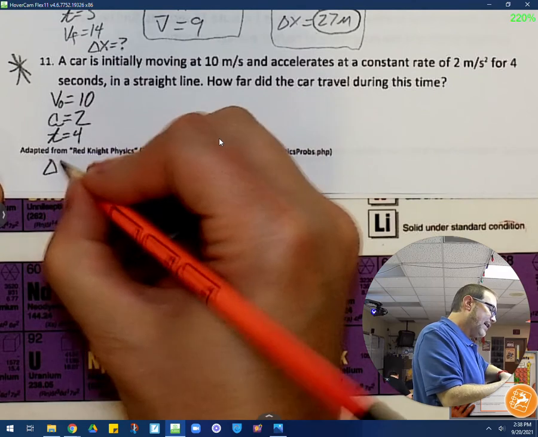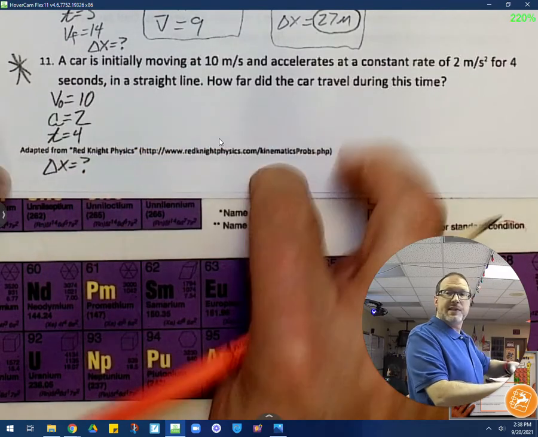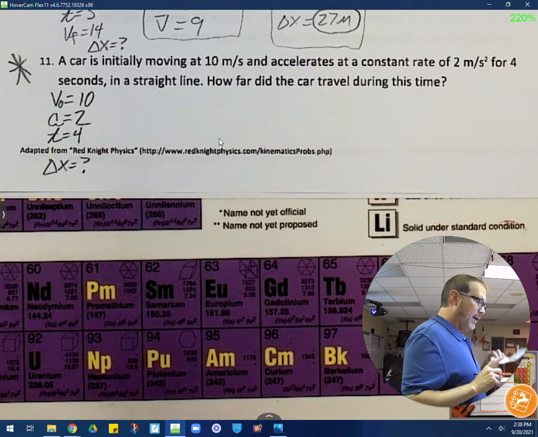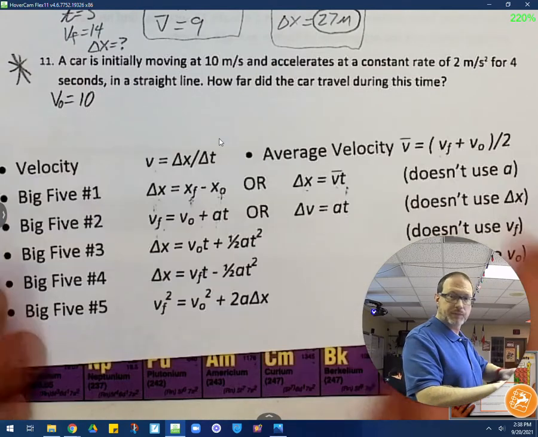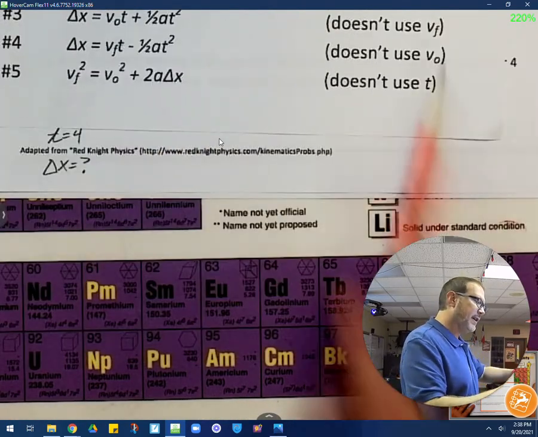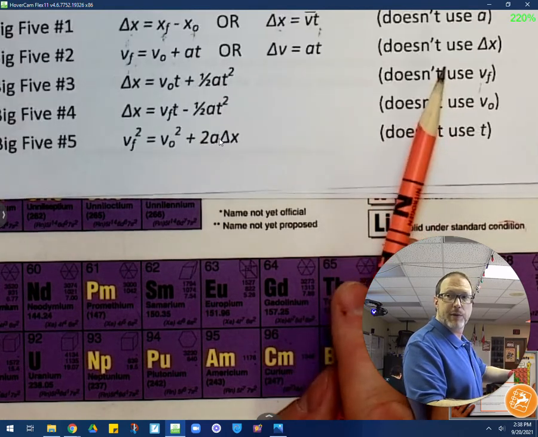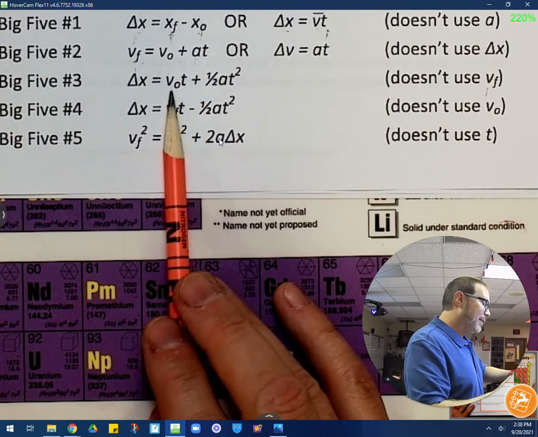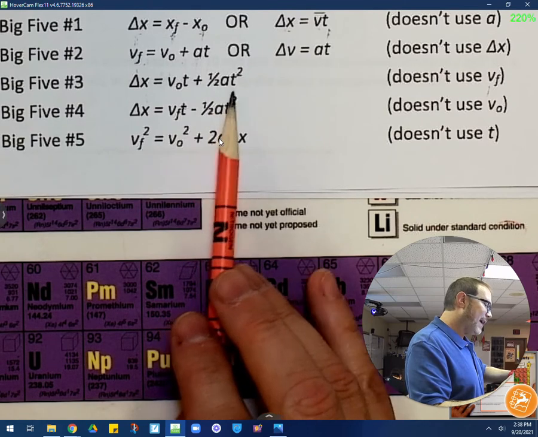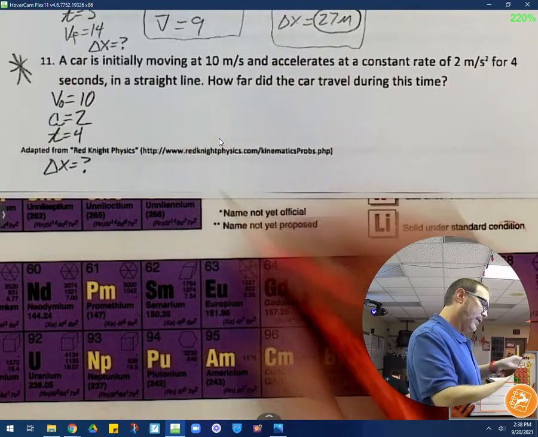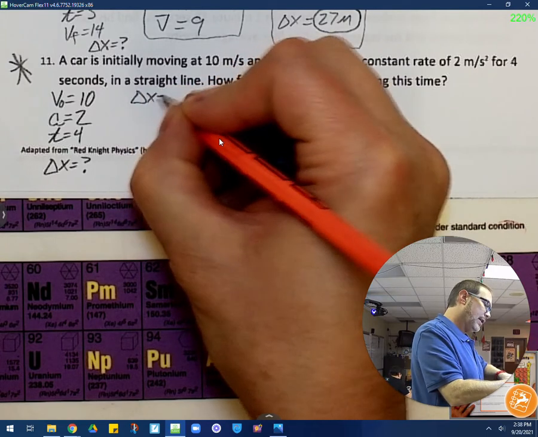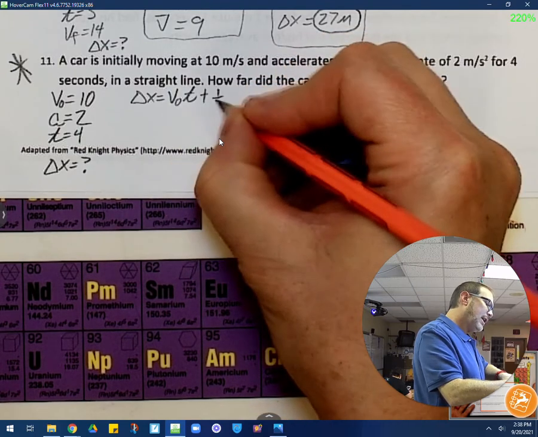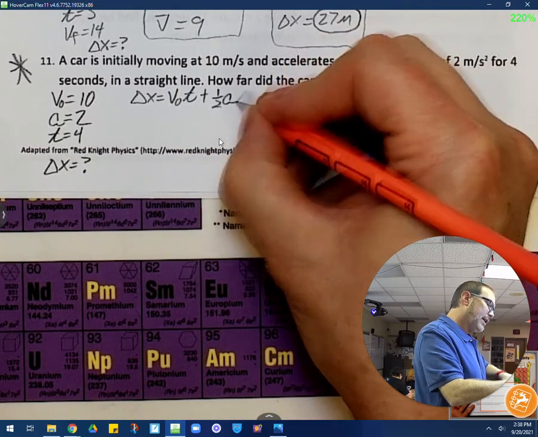How far did the car travel? So they want us to find delta x again. This time, though, they give us acceleration. What's the one variable we don't have? Vf. So if you look at your Big 5 chart, we're looking for one that doesn't use Vf. So Big 5 number 3. And you're like, what voodoo is this? It's really not bad. So delta x equals V0t plus 1/2 at squared. I'm going to copy that formula over. Delta x equals original velocity times t plus 1/2 of acceleration times time squared.